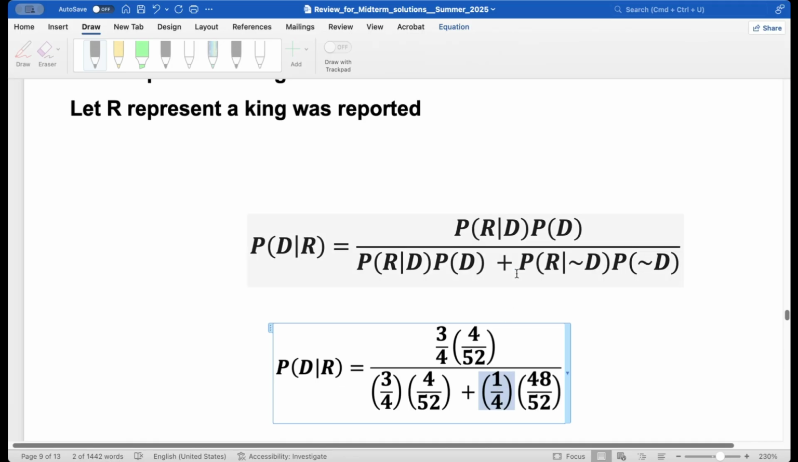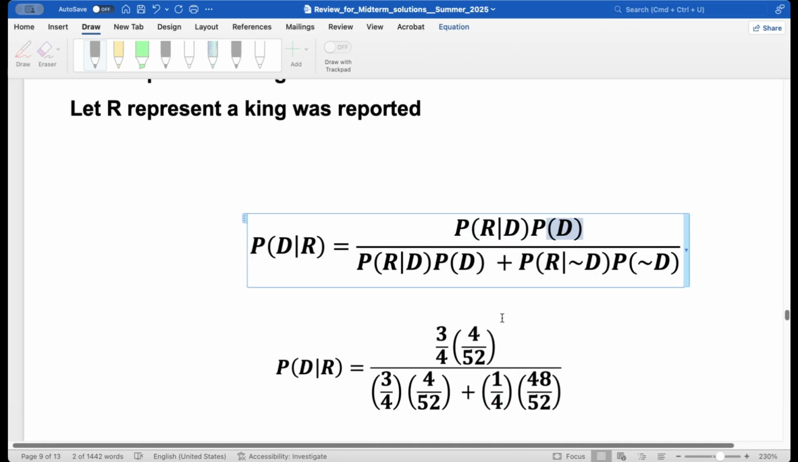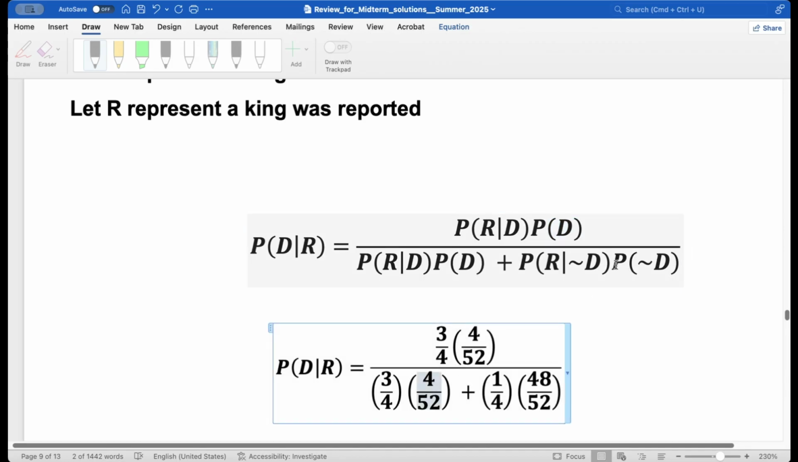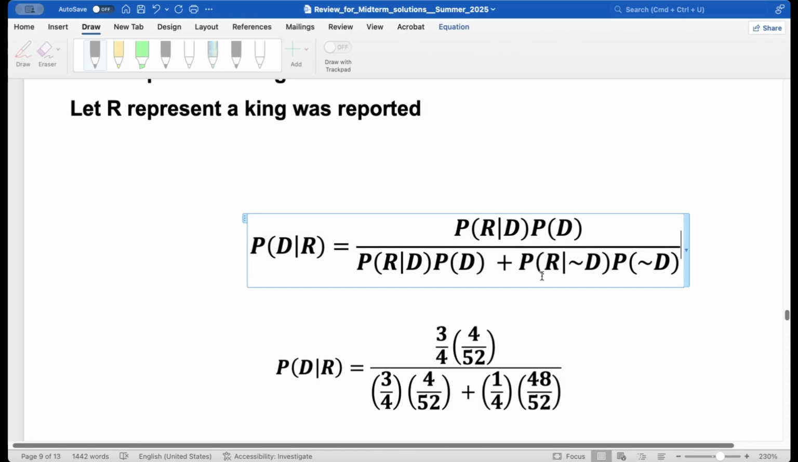So just to recap, the probability of drawing the king is 4 out of 52. Probability of the negation, not getting a king, 48 over 52. The probability of R given D, reporting a king given it was a king, that is telling the truth. That's 3/4. Reporting a king when it was not drawn is a lie. That's 1/4.